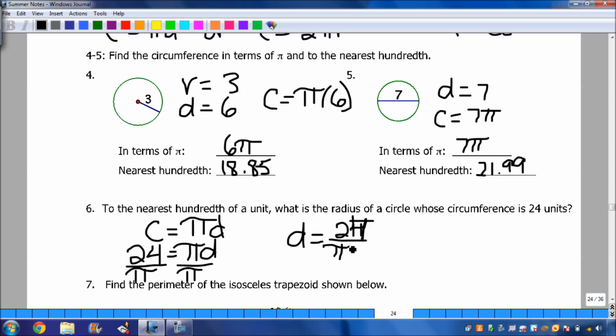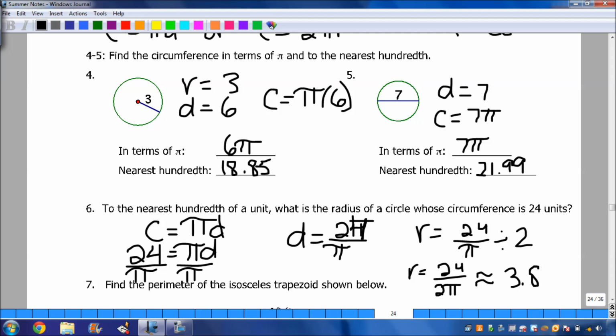All right, so now to find the radius, all I need to do is divide this by 2. So the radius is going to be 24 over pi divided by 2, or 24 over 2 pi, okay, which is approximately equal to 3.82 units.